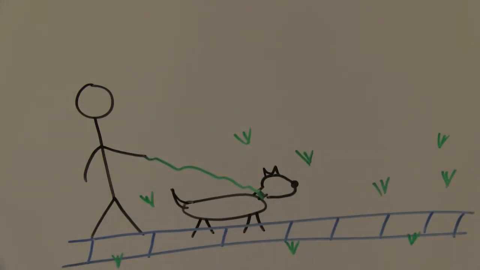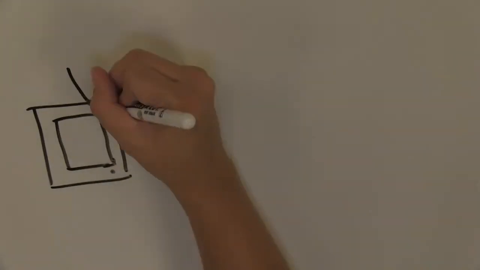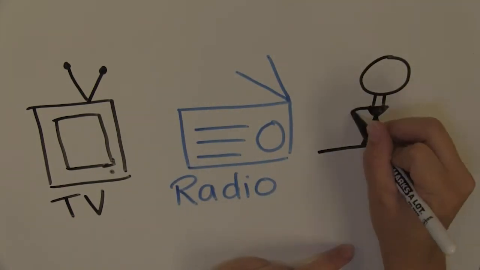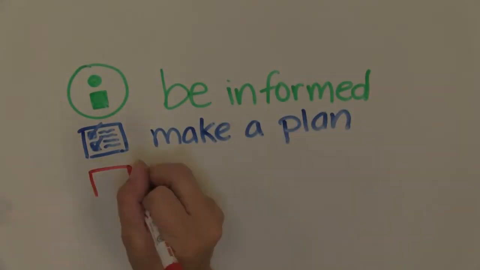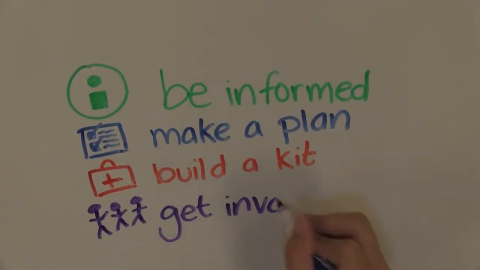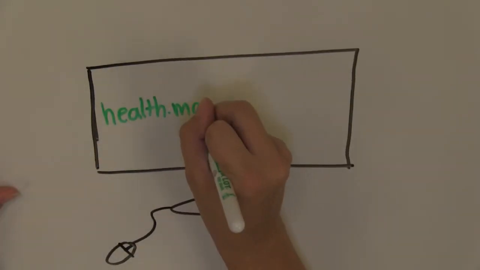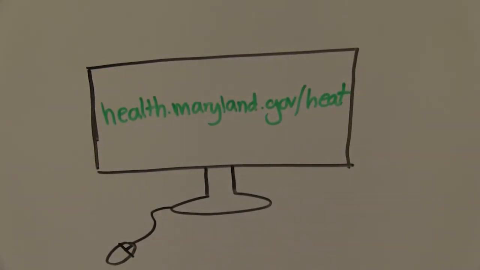The sidewalks and roads can be hot and can burn your pet's paws, so stick to grassy areas. Be sure to follow your local forecast and officials for up-to-date information and additional safety tips. Be informed. Make a plan, build a kit, get involved. Learn more about extreme heat safety at health.maryland.gov/heat.